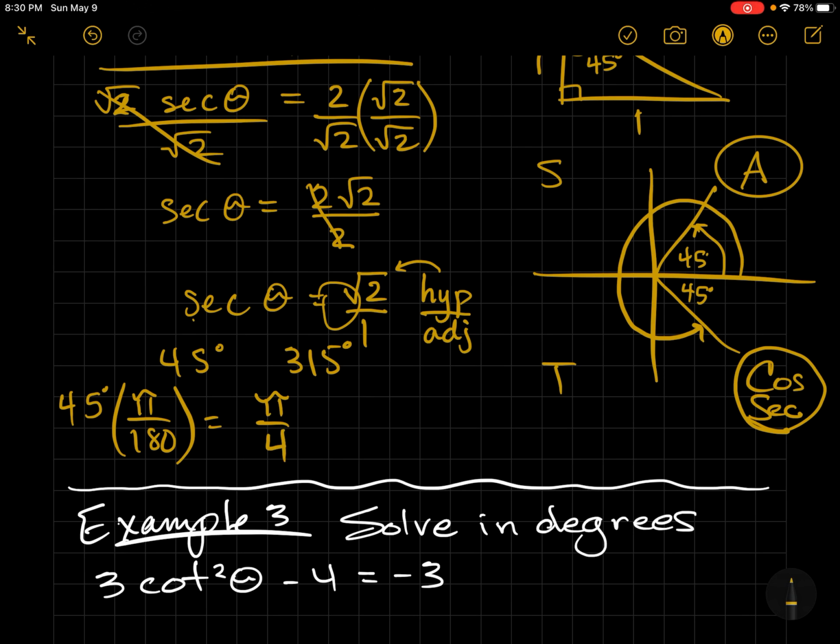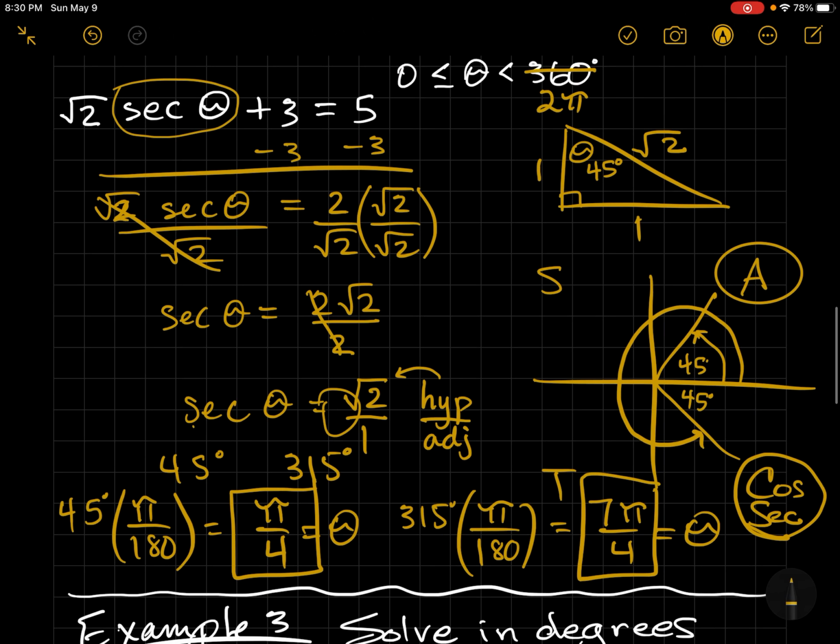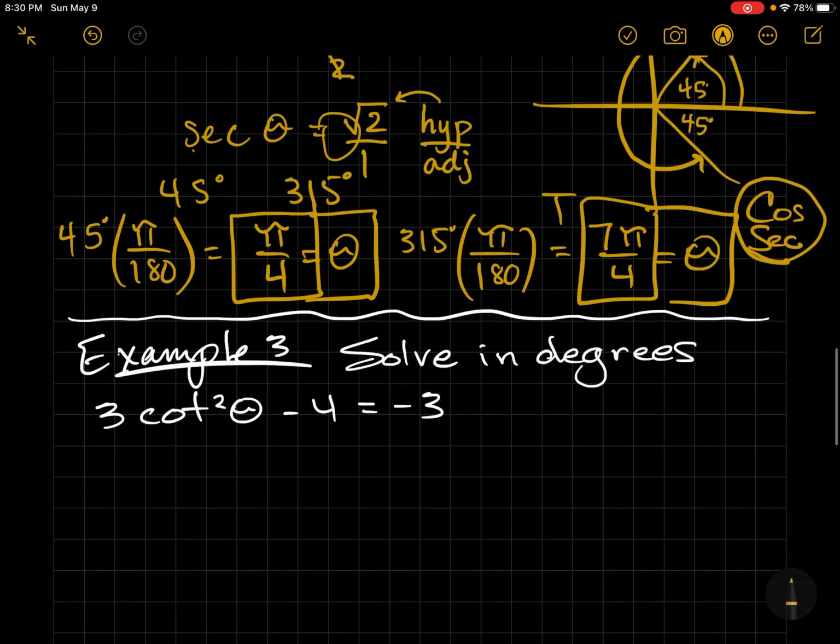So one of my answers is pi over 4. And my other answer, if you do your math, times pi over 180, we're going to find that this is 7 pi over 4. So we have two solutions. Theta equals, I should have put that. Both of those will make this equation true. Okay, and you could definitely plug in and double check that.